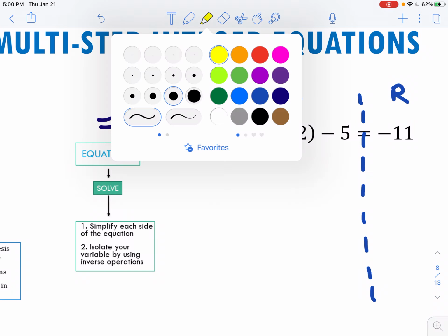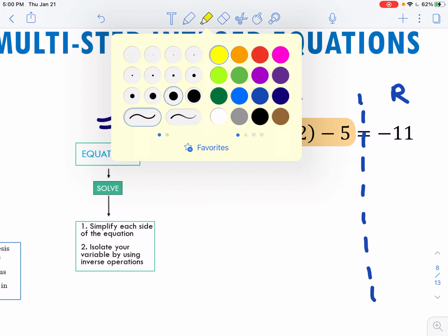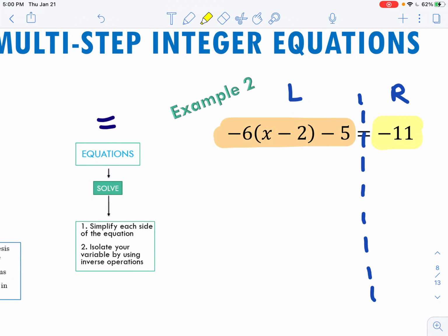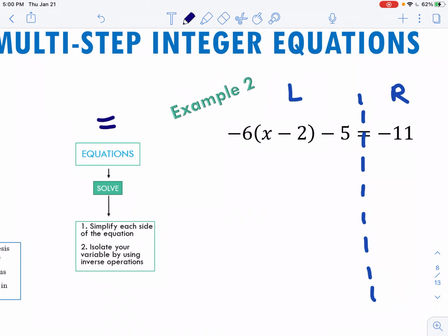I'm going to once again ask myself, I'm going to take a look here. You don't have to highlight it. What I'm highlighting is kind of like what I'm looking at. On the left side of my equation, can I simplify that expression? Yes, good. So what can I do first to simplify this expression?